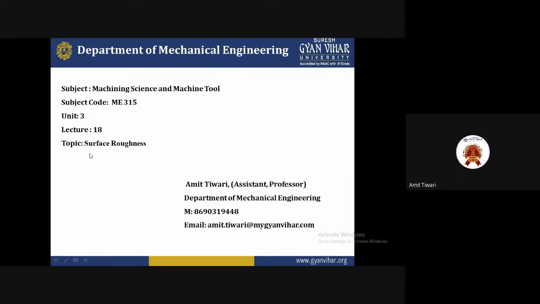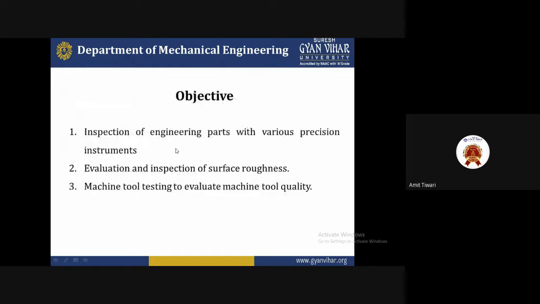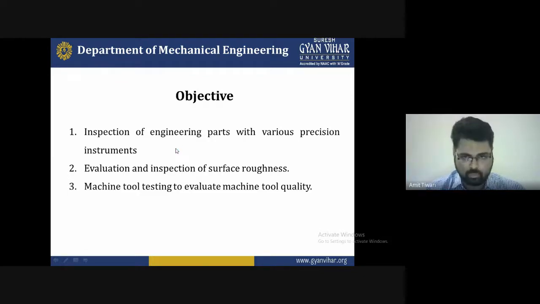The topic of today's lecture is surface roughness. So let's start. The objectives of today's lecture are: first, inspection of engineering parts with various precision instruments; second, evaluation and inspection of surface roughness; and third, machine tool testing to evaluate machine tool quality. These are the objectives of today's lecture: to understand the precision instruments that work on tool surface roughness, how to increase the surface quality, and how to test the machine tool quality also.